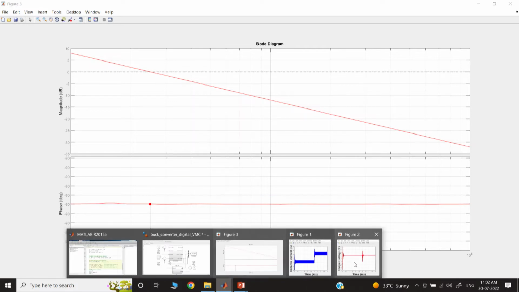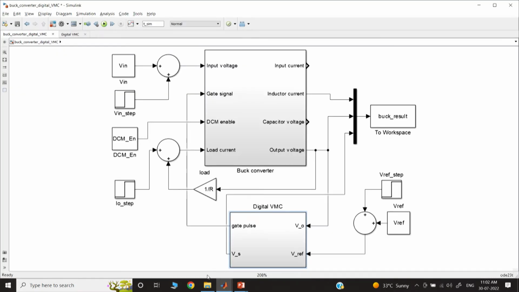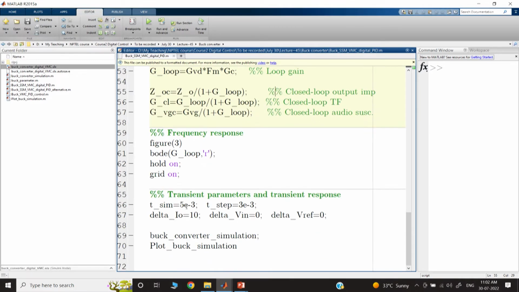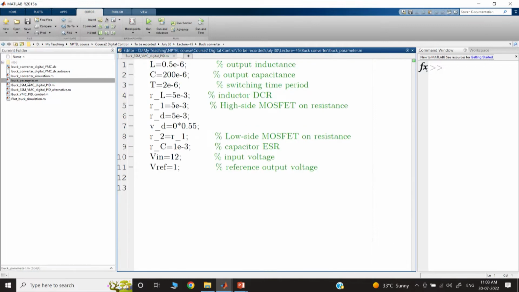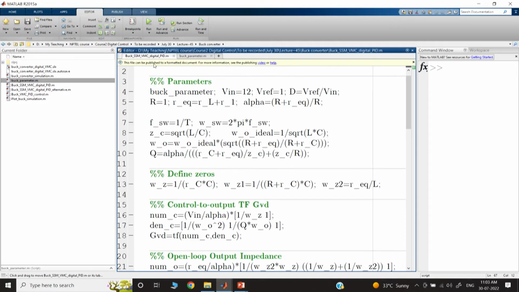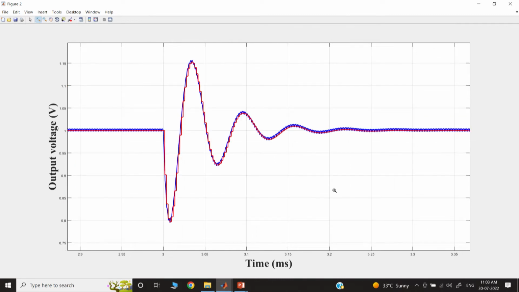Now this results in a transient response. We have applied a 10 ampere load current transient, with 12 volt input and 1 volt output, and all the parameters are the earlier ones: L equal to 500 nanohenry, C equal to 200 microfarad, T equal to 2 microsecond. Once we get the result, you will see that the transient response by means of stable pole zero cancellation is not good.